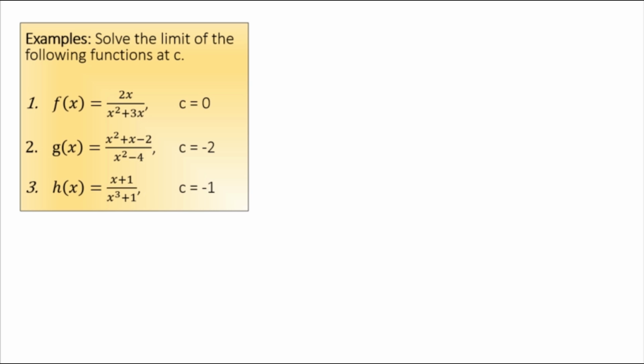Examples. Solve the limit of the following functions at c. As you would notice, the given rational functions are not defined at the given c value. This immediately tells us that direct substitution cannot be performed. Now, let us try the technique at hand, the cancellation technique, meaning we will try to extract common factors in the numerator and the denominator that could be causing the indeterminate form.